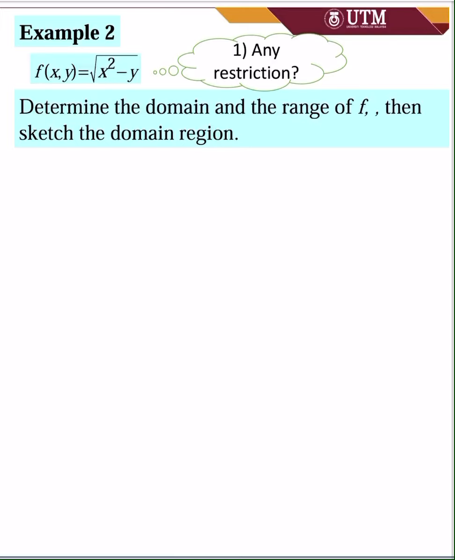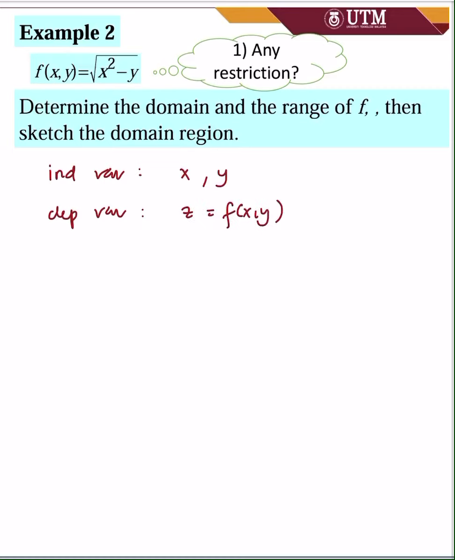We have f of x, y equal to the square root of x squared minus y. Now we have a square root. Is there any restriction for the square root? We need to think about that. Before that, what are the independent variables in this case? Yes, they are x and y. What is the dependent variable? We only have one, which is z.